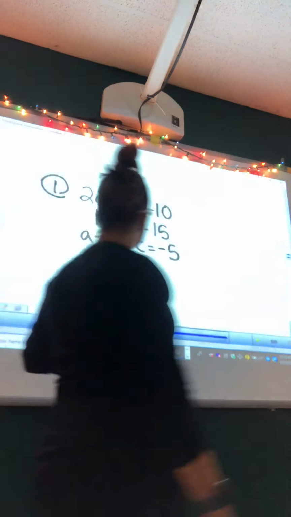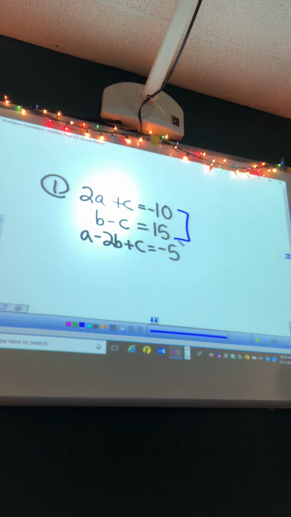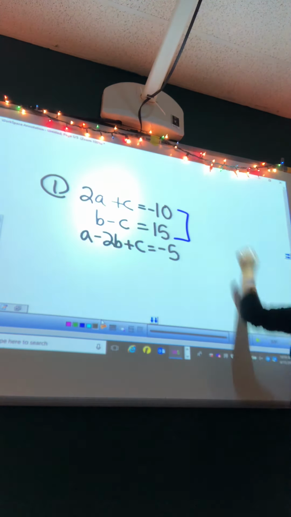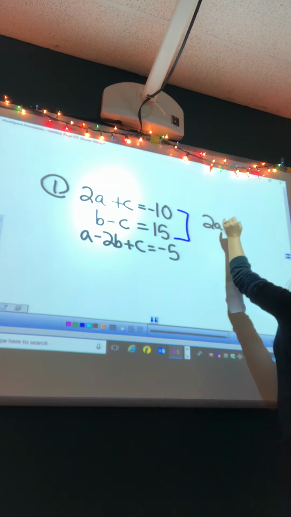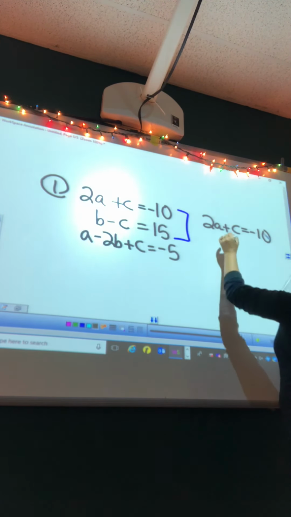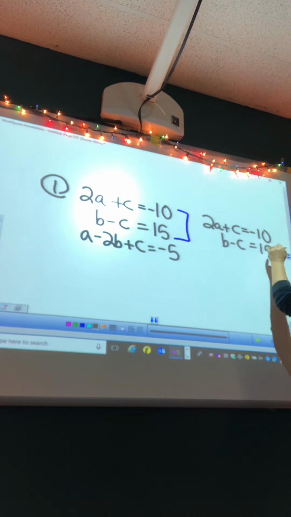If I look at the first and the second, can I eliminate the C's right away? Yes, I can. I'm not changing them. I'm just going to rewrite them so that we have our work all nice and neat. So 2A plus C equals negative 10. I have a B minus C equals 15.